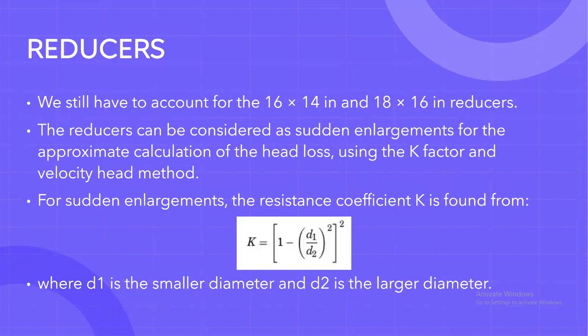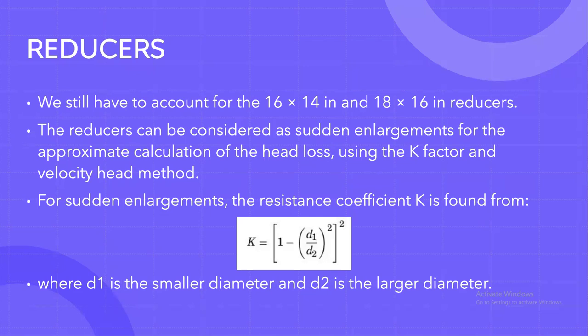So remember, now we have to account for reducers. We did account for the valves and the elbows, but not for the reducers. We still have to account for the 16 by 14-inch and 18 by 16-inch reducers. The reducers can be considered as sudden enlargements for the approximate calculation of the head loss using the K factor and velocity head method.